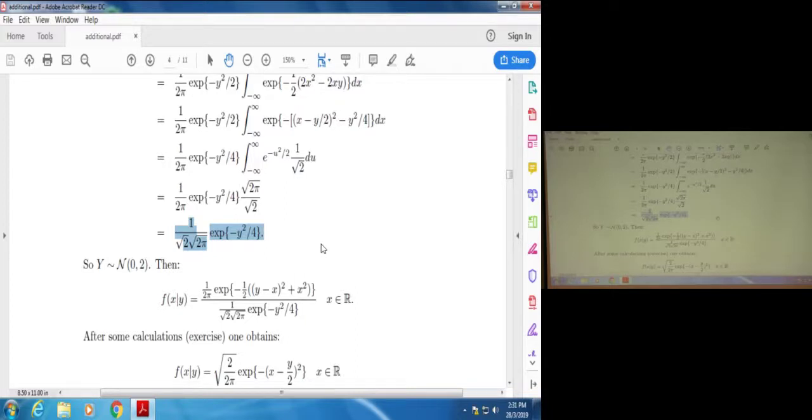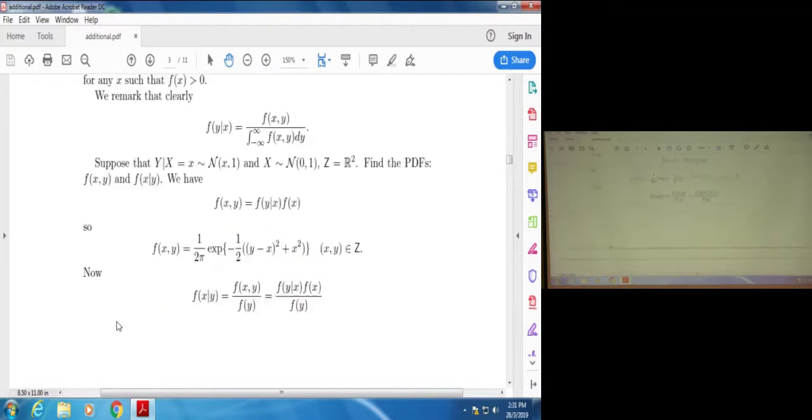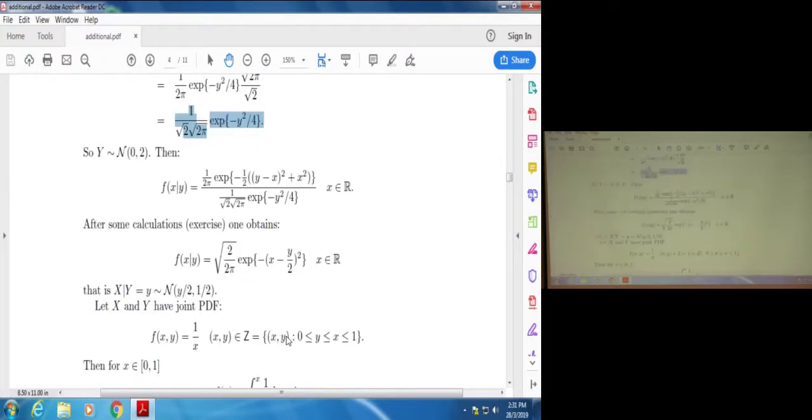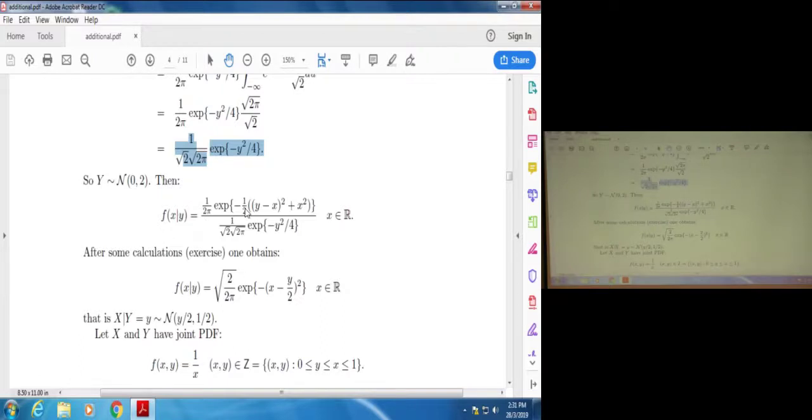So this is the PDF of a normal distribution with zero mean and variance 2. To summarize, the conditional density function of x given y has this numerator, which is up here, and this denominator, which we've just calculated. If you do a bit of algebra, which I'm saving myself, it turns out to look like this, and that's a Gaussian distribution with mean y over 2 and variance 1 over 2. Okay, so just an example.